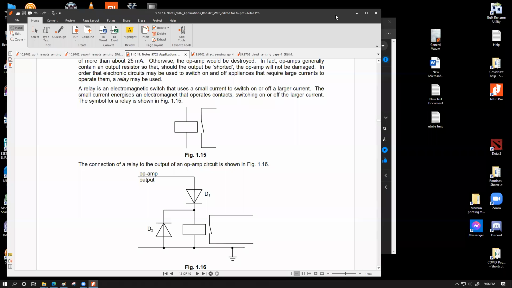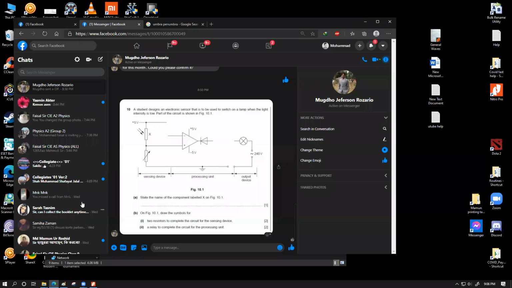Anything else, anyone? Sir, can you show the diagram from the upper 9C1 a little? Sure.